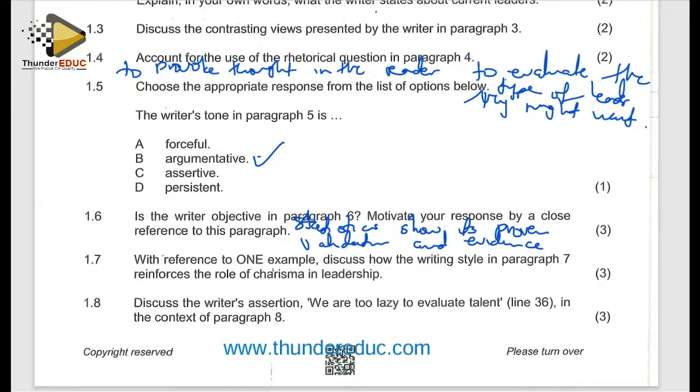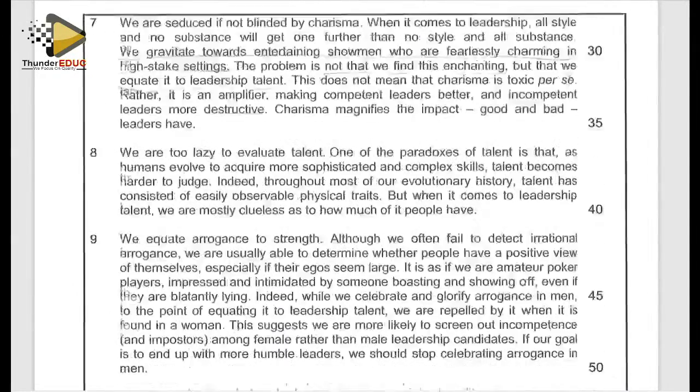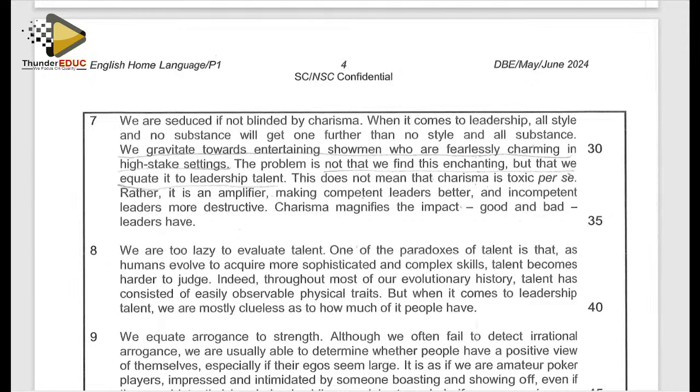With reference to one example, discuss how the writing style in paragraph 7 reinforces the role of charisma in leadership. Paragraph 7 says, we are seduced if not blinded by charisma. When it comes to leadership, all style and no substance will get one further than no style and all substance. We gravitate towards entertaining showmen who are fearlessly charming in high-stakes settings. The problem is not that we find this enchanting, but that we equate it to leadership talent. This does not mean that charisma is toxic per se. Rather, it is an amplifier.